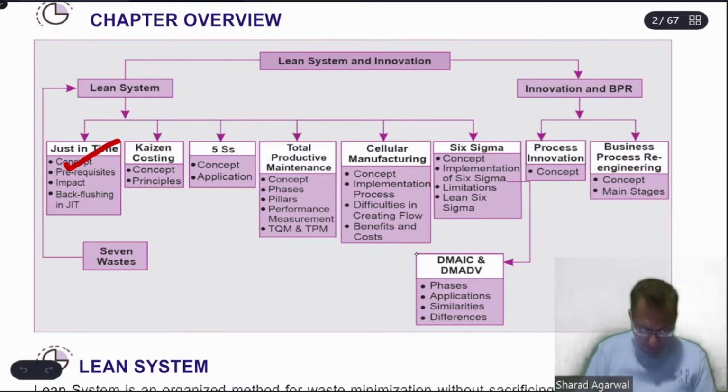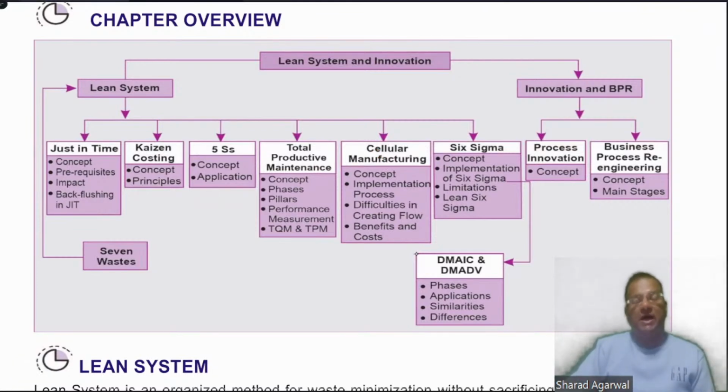The first topic in lean system, the most common, is just-in-time system, then Kaizen costing, some pronounce it as Kaizen costing, 5S, total productive maintenance, the abbreviation is TPM, and Six Sigma. Cellular manufacturing is a part of TPM itself. So basically, there are 5 major topics in lean system. Through these concepts, lean system achieves its objective.